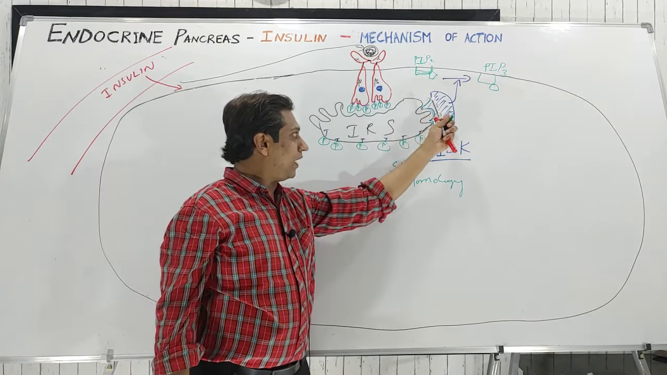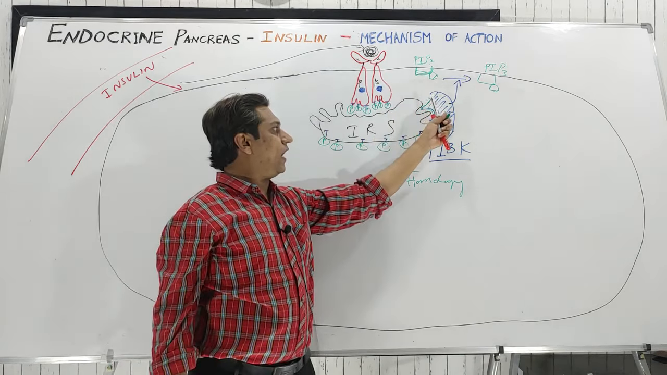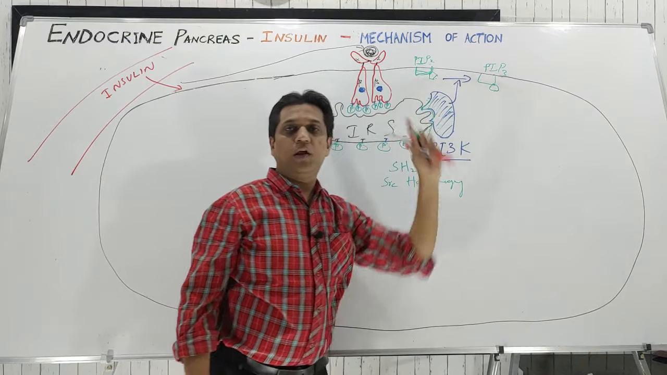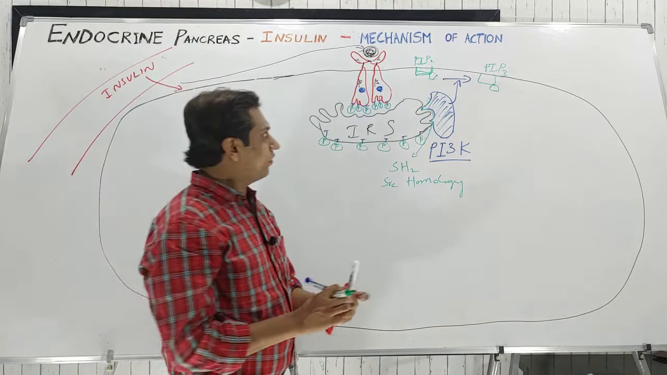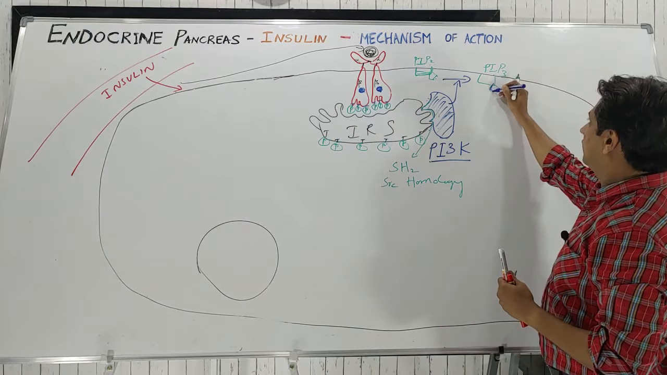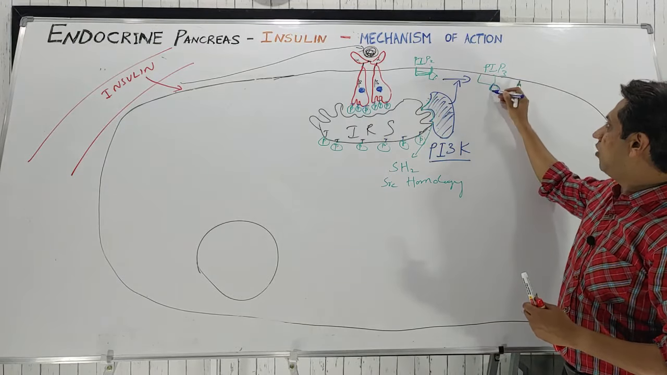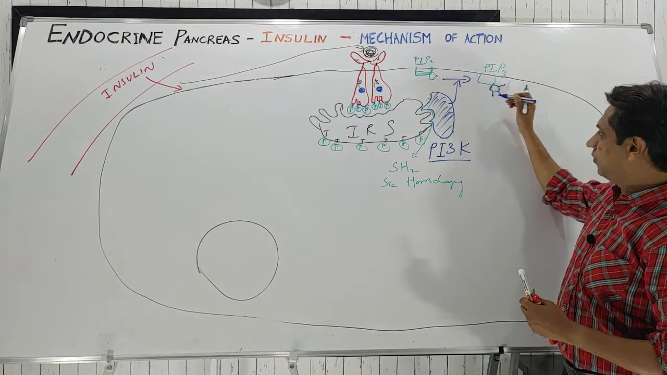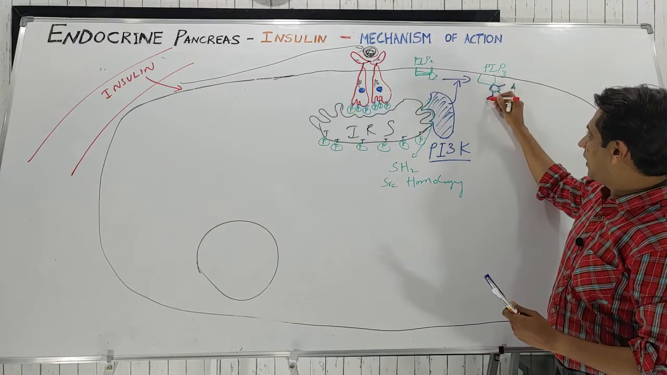This insulin receptor substrate binds to this phosphatidyl inositol 3 kinase, and this phosphatidyl inositol 3 kinase molecule converts this phosphatidyl inositol bisphosphate to trisphosphate. I hope till now the concept is clear. Now once this molecule is formed, it has these phosphate residues. So to these phosphate residues, two molecules get bound from the cytoplasm.